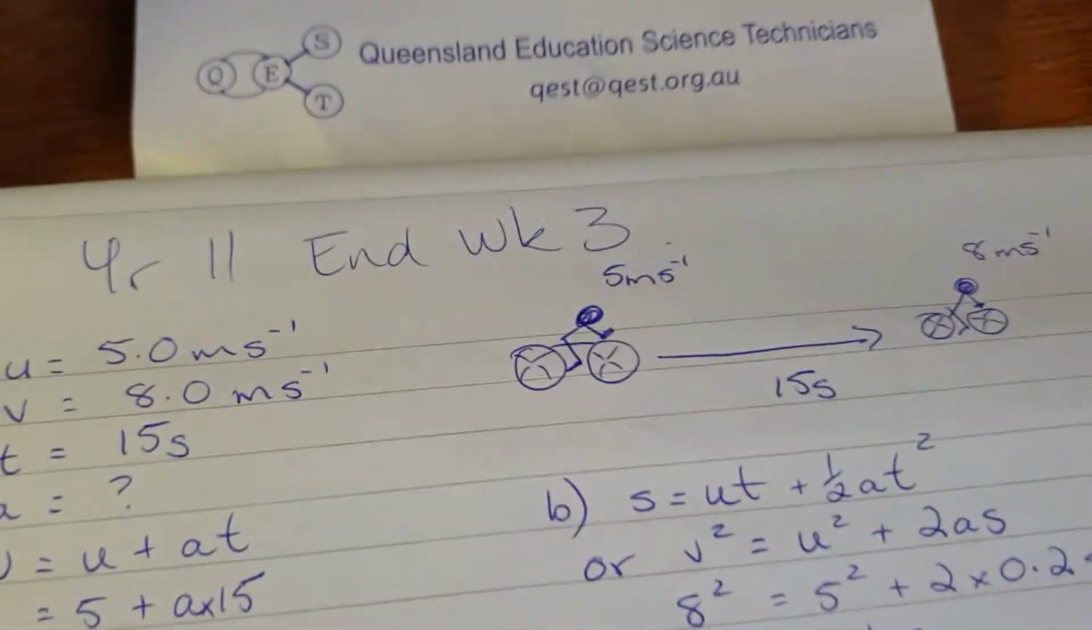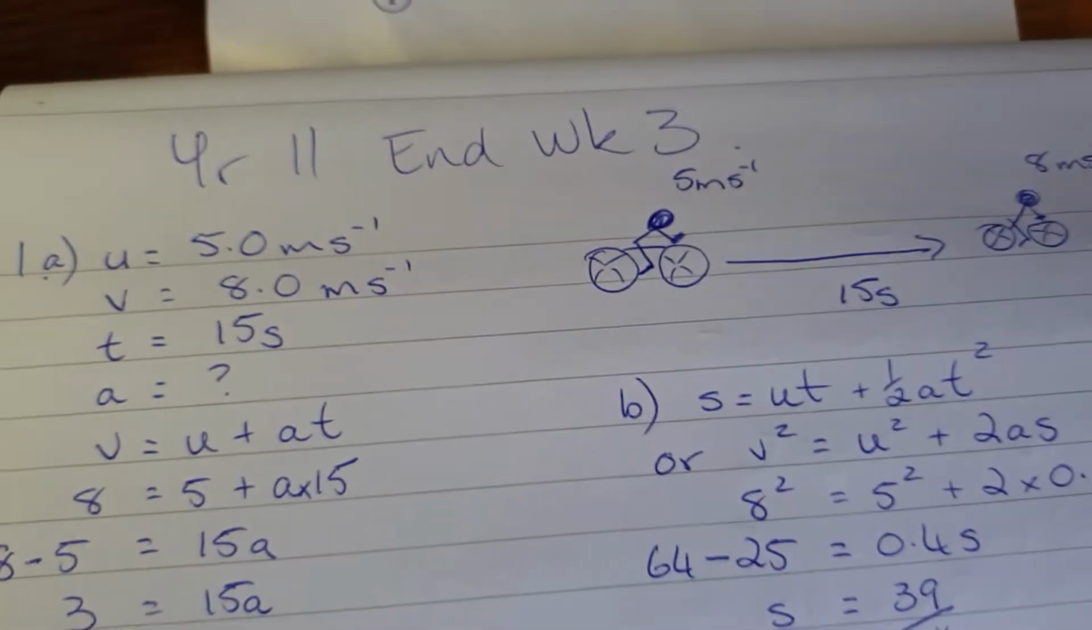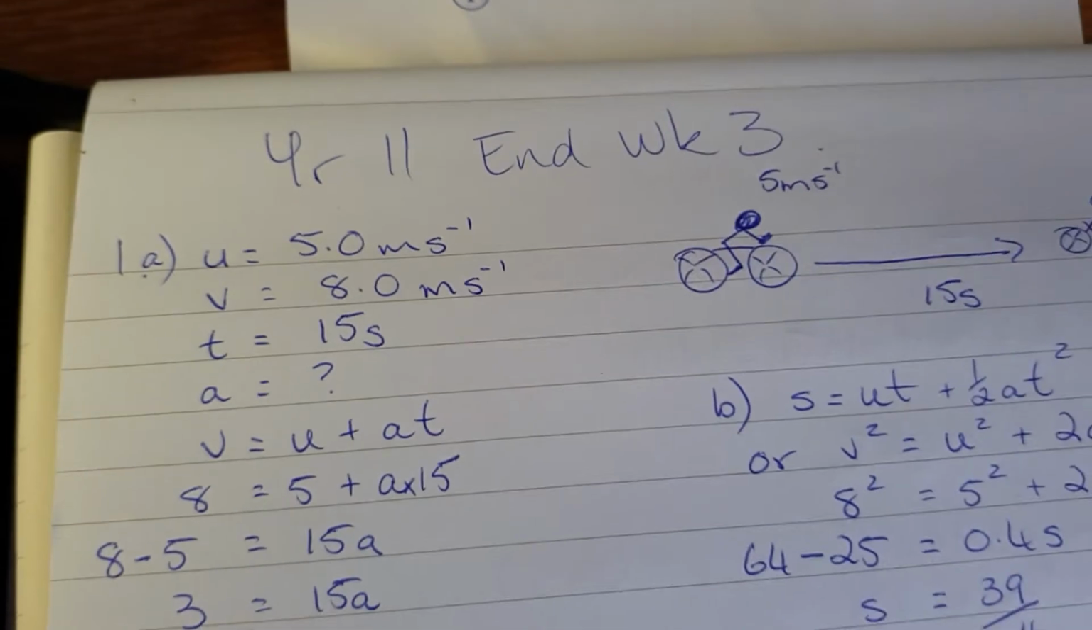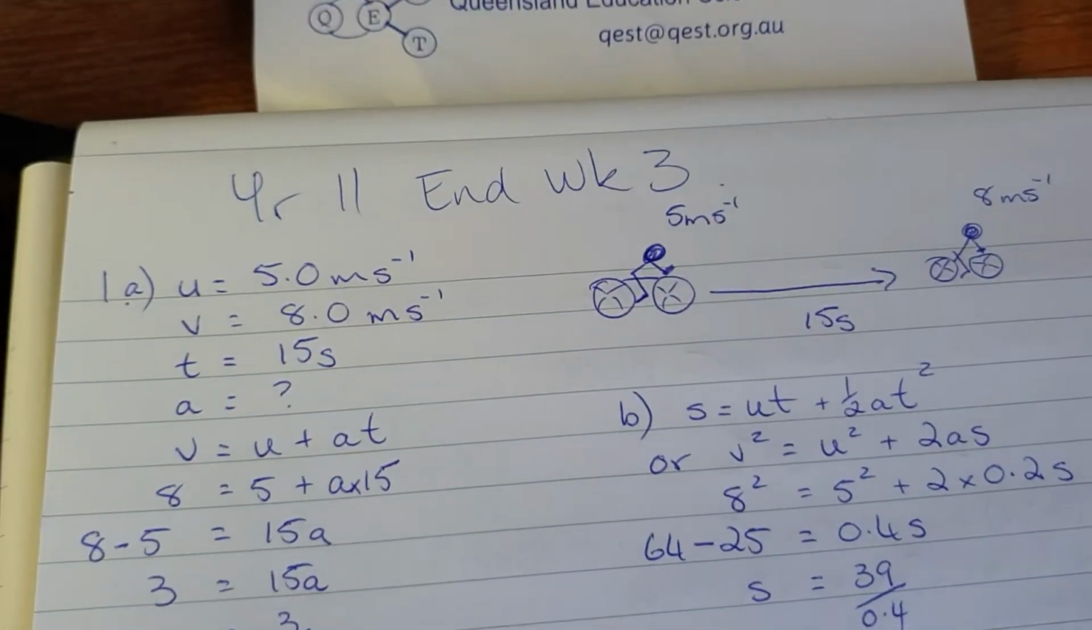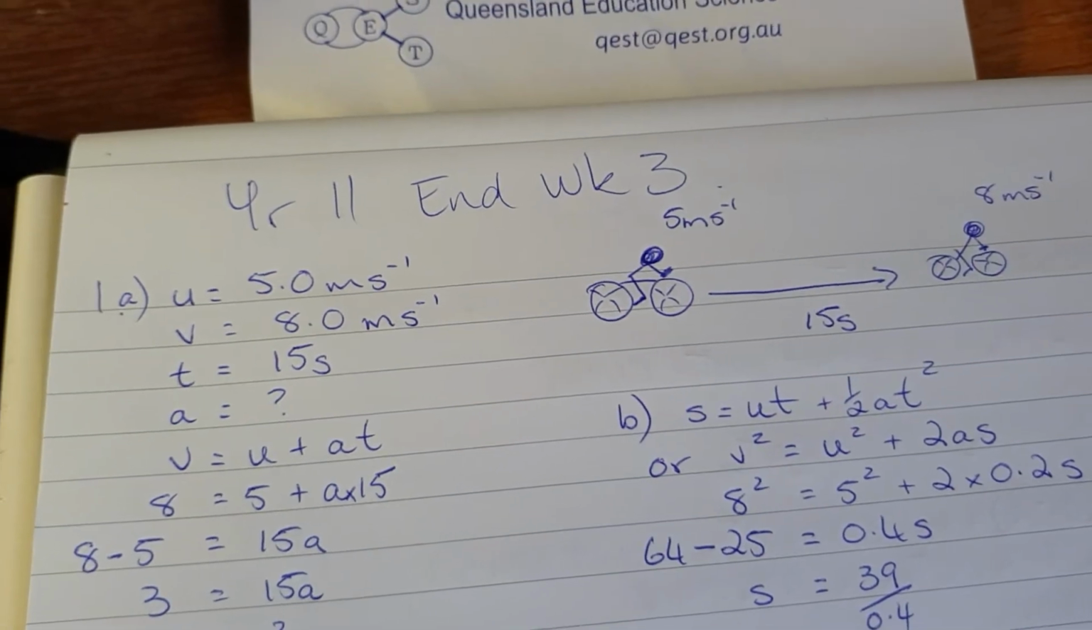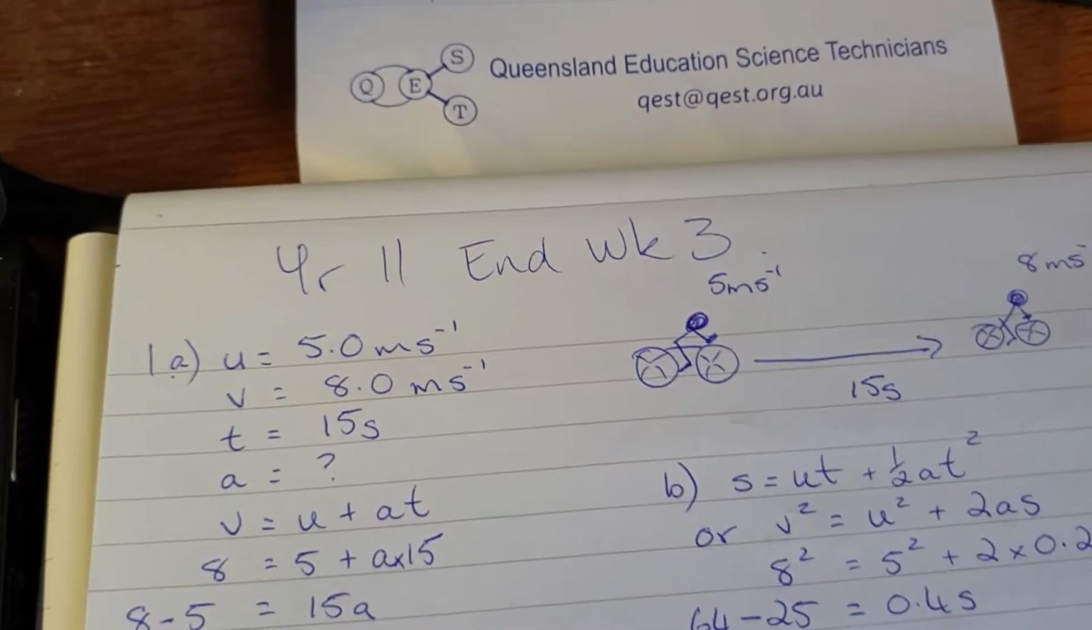Year 11, end of week 3 checkup or progress check. If you've had a bit of trouble with that, you'd like to go through that with me. A cyclist accelerates from 5 meters per second to 8 meters a second in 15 seconds.